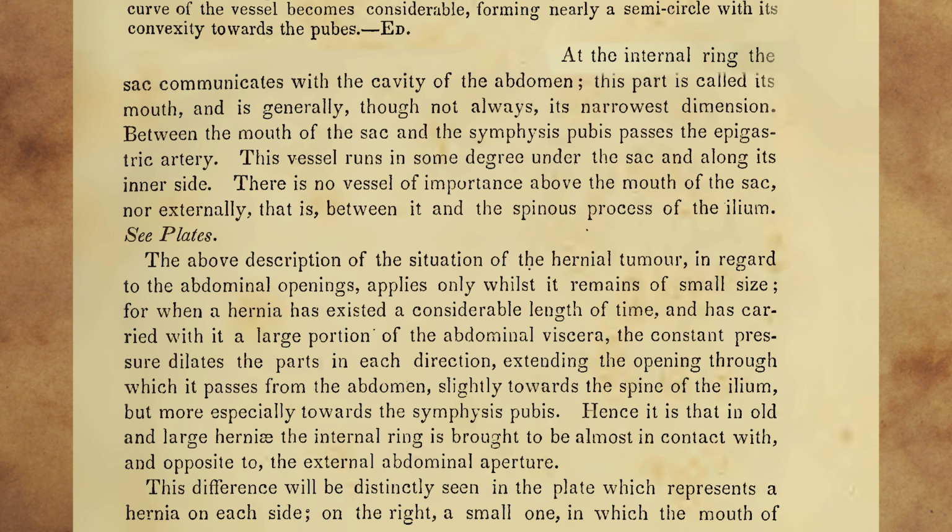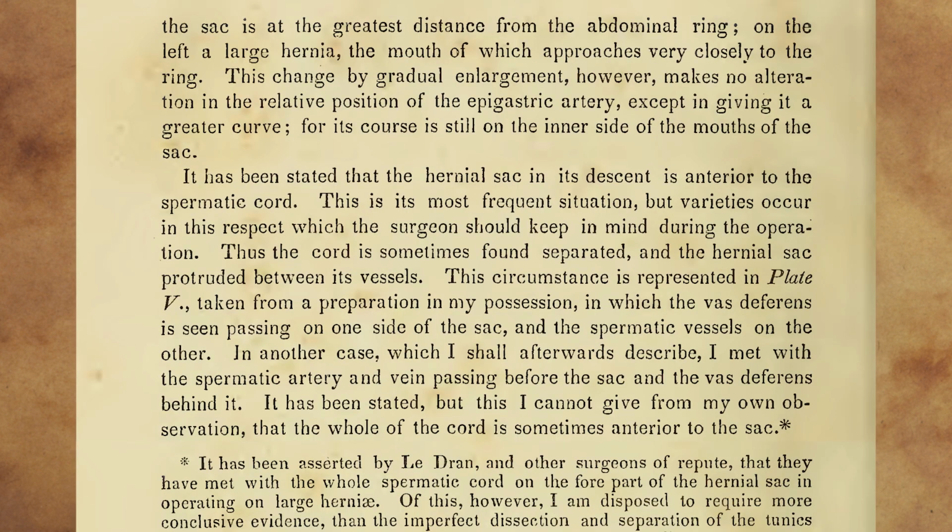Hence it is that in old and large herniae, the internal ring is brought to be almost in contact with and opposite to the external abdominal aperture. This difference will be distinctly seen in the plate which represents a hernia on each side. On the right, a small one, in which the mouth of the sac is at the greatest distance from the abdominal ring. On the left, a large hernia, the mouth of which approaches very closely to the ring.